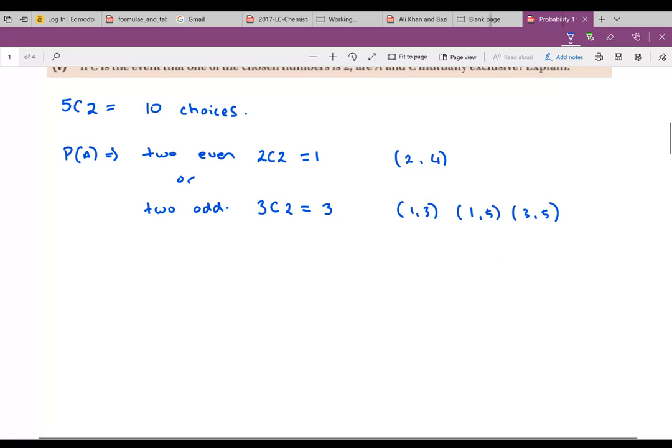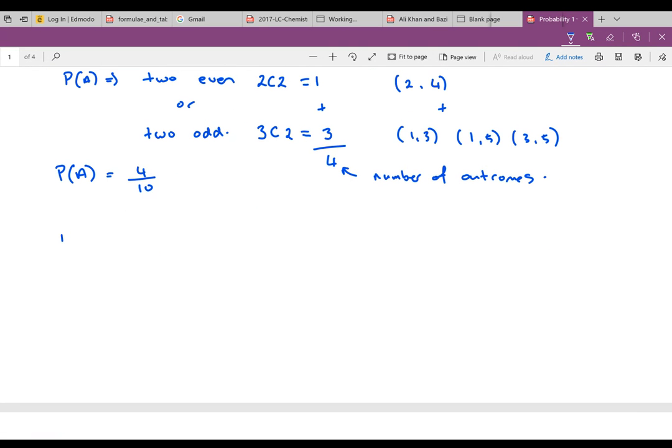Either way, I have "or." So I have 1 choice plus 3 choices, so I still have 4 choices here. I'm asked for the probability this time, not the number of choices, so 4 is just the number of outcomes. The probability of that happening is 4 over 10.